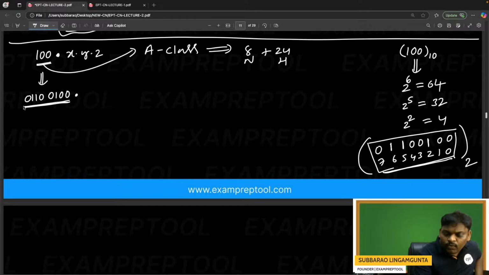Remember, the network part is 100. I have written it in binary. Let's see this one: how many hosts are there? The host part has 24 bits. See the answer. The network part is already fixed.